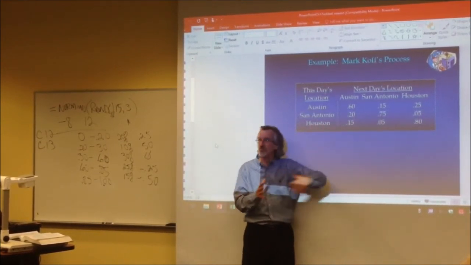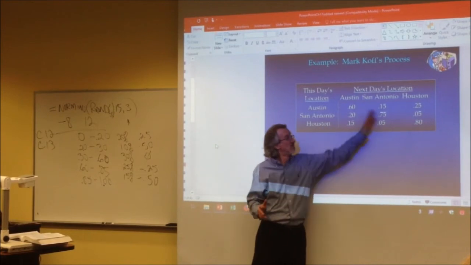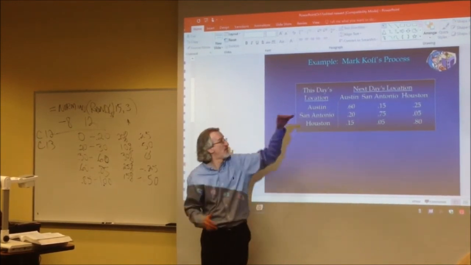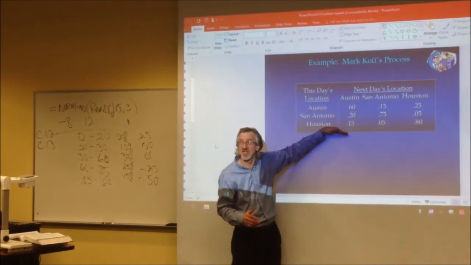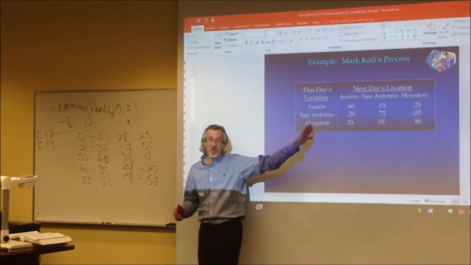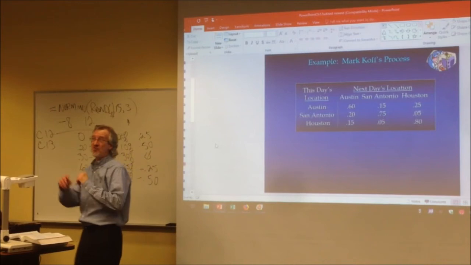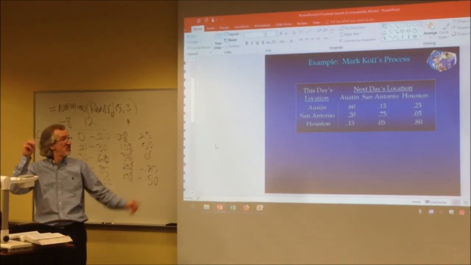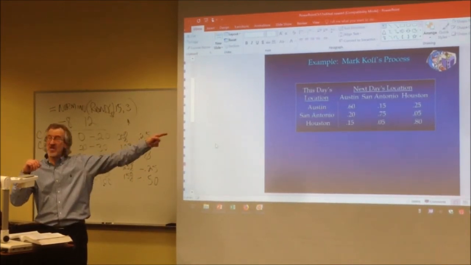Same with Houston. Went back the last 100 and did the same thing. 100% probabilities, they all add up to 100, but we have 3 simulations going on at the same time. There's 100%, 100%, 100%. What you need to recognize here is that you need 3 maps. You need a map for Austin, you need a map for San Antonio, and you need a map for Houston.